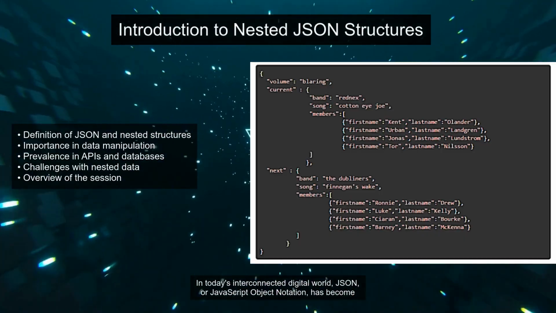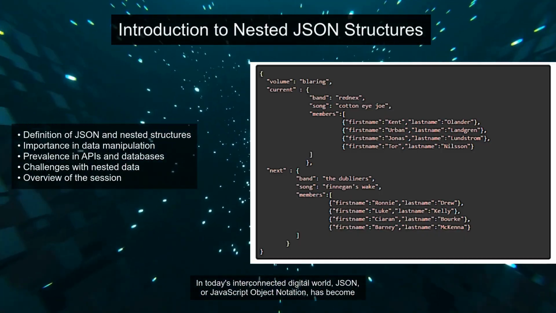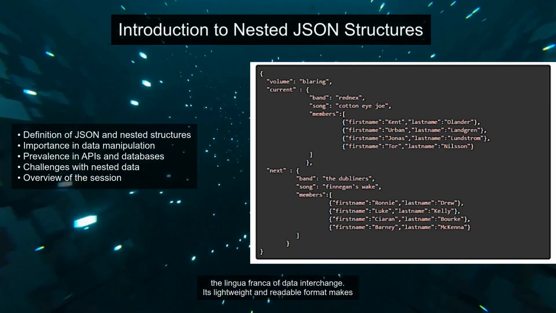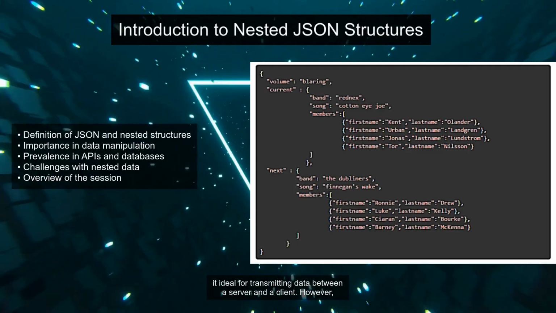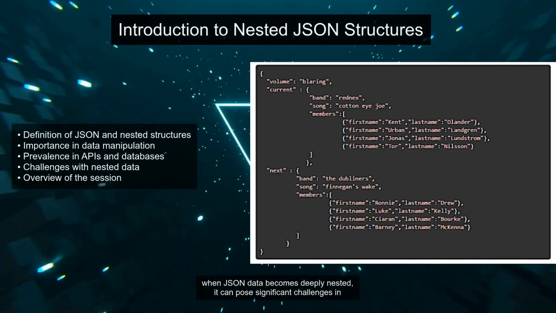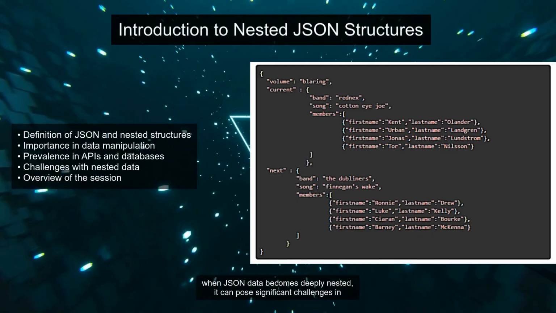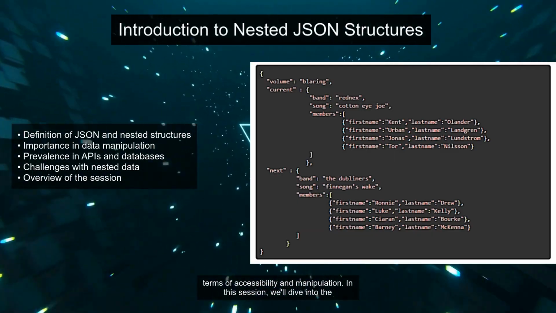In today's interconnected digital world, JSON, or JavaScript Object Notation, has become the lingua franca of data interchange. Its lightweight and readable format makes it ideal for transmitting data between a server and a client. However, when JSON data becomes deeply nested, it can pose significant challenges in terms of accessibility and manipulation.